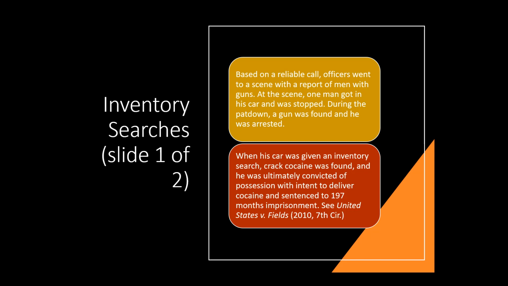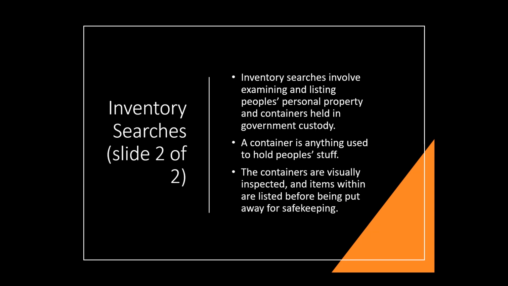We go up from the Circuit Court of Appeals, then we've got Supreme Court cases. But basically, this court upheld the search. So inventory searches involve examining and listing people's personal property in containers held in government custody. So a container is anything we use to hold stuff. These containers will be visually inspected, and items within them will be listed before putting away for safekeeping. Now, obviously, most items that people carry are not criminal by their very nature, but some things instantaneously are. You don't have a right to possess, to take an extreme, a nuclear weapon.